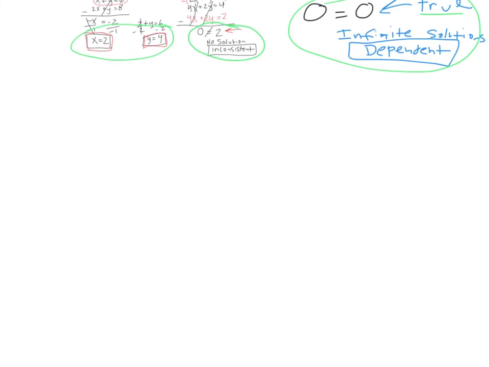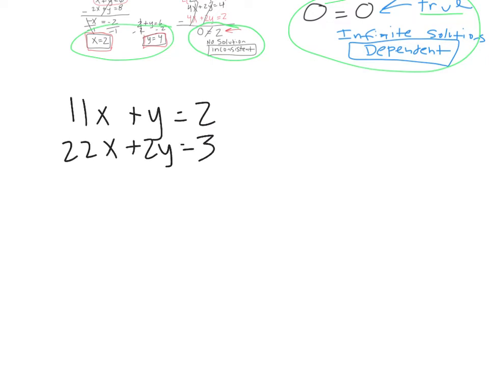But let's take a look at a few more examples like this and see how we do with them. Let's try this one. Let's try 11x plus y equals 2, and 22x plus 2y equals 3. And I'm going to solve this one using substitution. Even though it's set up pretty nicely for elimination, I just want to vary the way that I solve these so that you guys can see you can solve them either way.